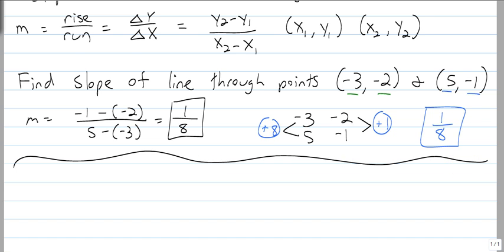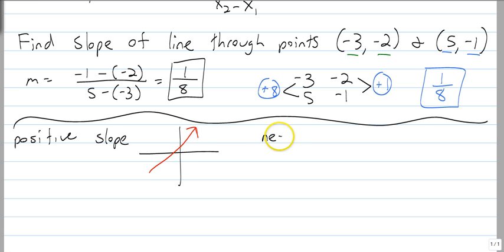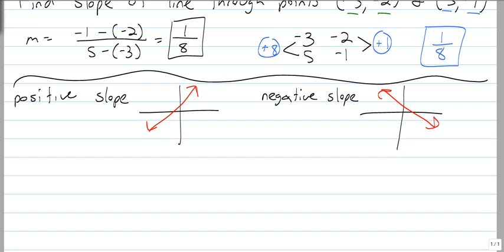Now, let's talk about what these different ones look like. If you have a positive slope, you have a picture that looks like this. It's rising as it goes to the right. If you have a negative slope, it's falling as it goes to the right. Okay, that's all, like I said, all should be review.